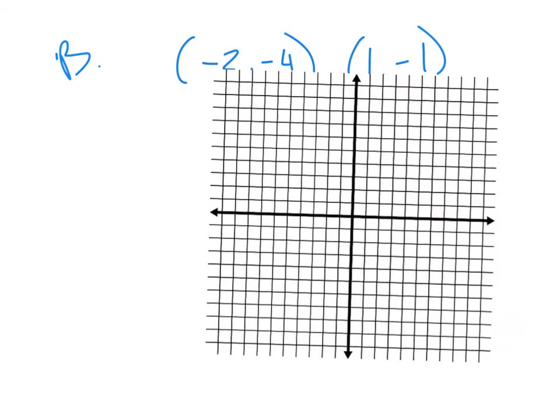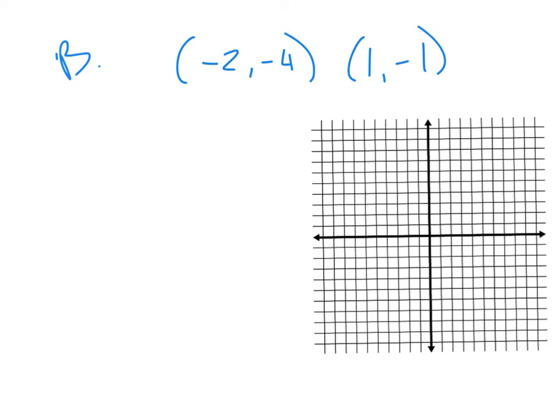All right, so let's do the next. This is example 1. That was A. This is example 1B. So again, they give you 2 points, -2, -4, and 1, -1. So you can graph it so that we can find the slope.